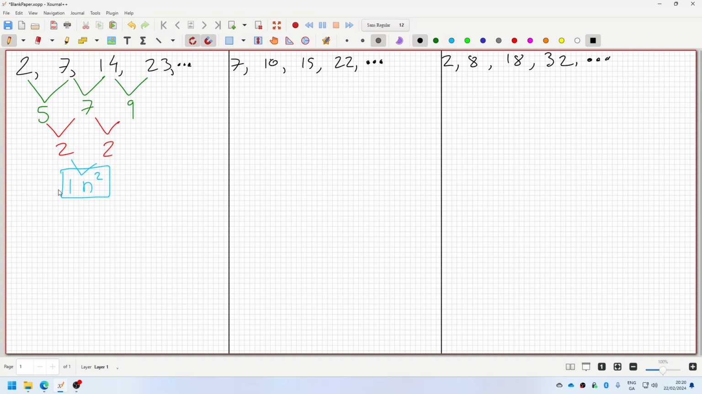So what you do next is calculate 1 times 1 squared, 1 times 2 squared, 1 times 3 squared, and 1 times 4 squared. Then what you do is you subtract these 4 from the original 4.